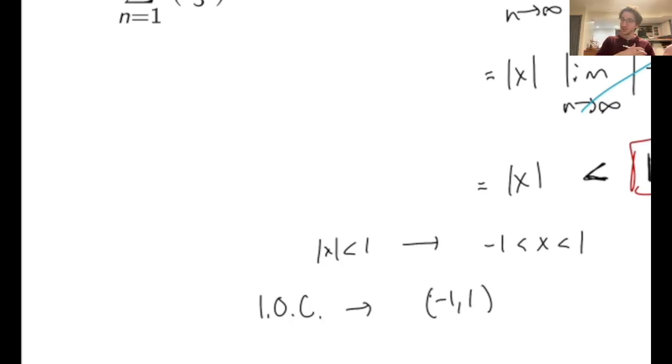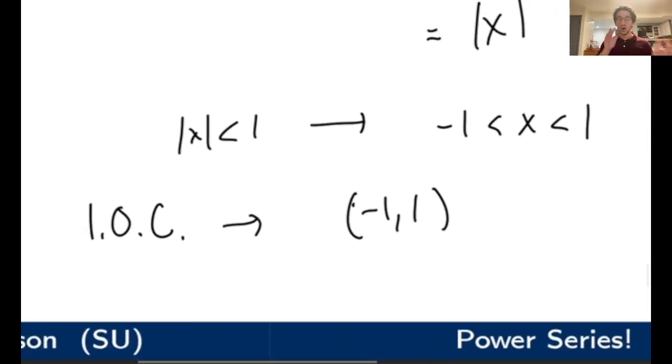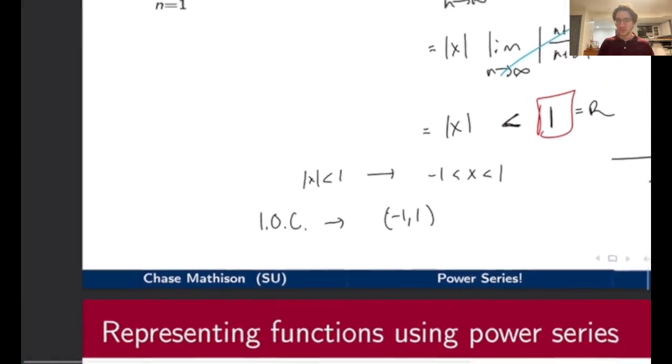At -1, does it converge? And at +1, does it diverge, for instance? So that's what we need to check now. We've checked all the numbers between -1 and 1, but now we need to actually check -1 and +1. So let's do that now.